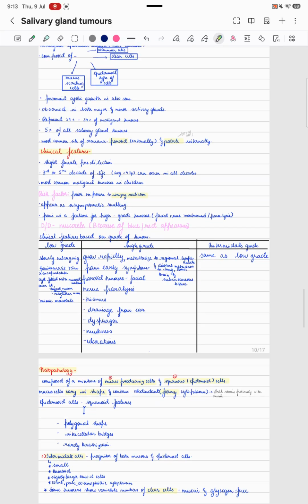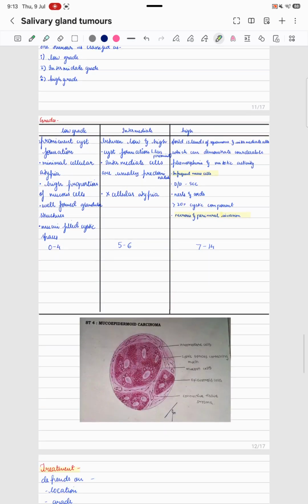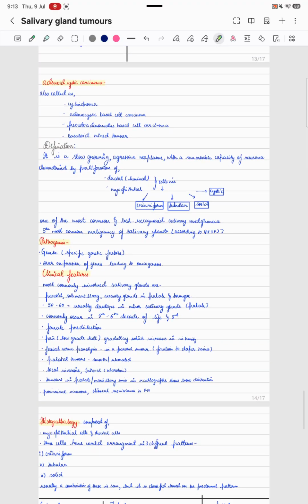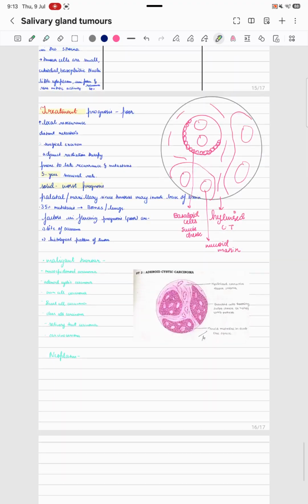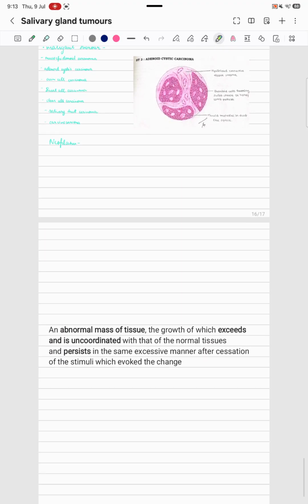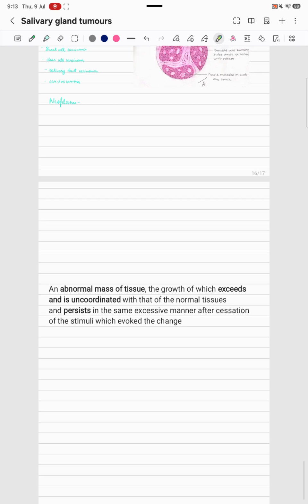Now the next is Mucoepidermoid Carcinoma, which we are going to take a deeper dig into, and Adenoid Cystic Carcinoma also. Before that, I just wanted to tell you one more thing, that the definition of neoplasm is usually asked. So what is a neoplasm?